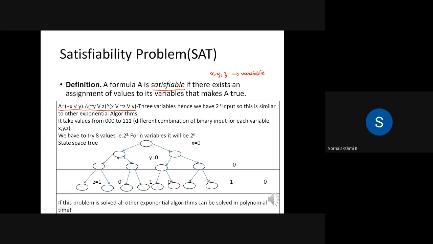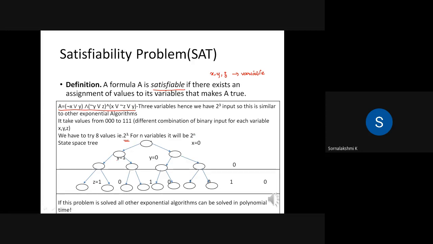That is, it gives A. So is there an assignment existing that satisfies this property? Okay, so you have to check that; let us construct a small state space tree. We have 2 power 3, so 2 power 3 combinations to check. We have three variables x, y, and z. So we'll start with x equal to 0 and x equal to 1.